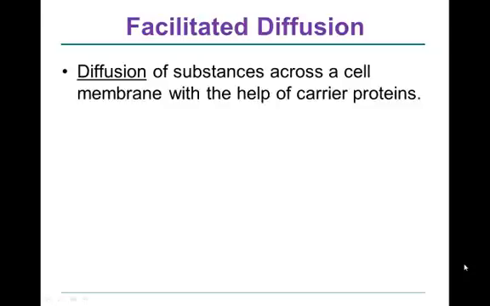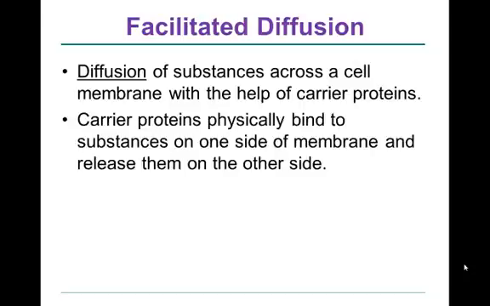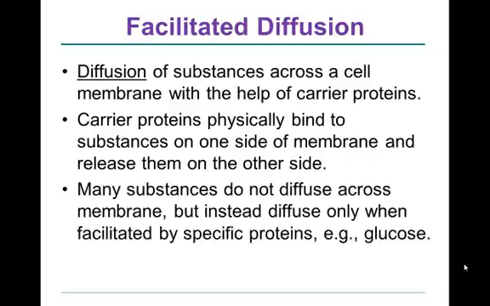Facilitated diffusion is the third type of passive process that we're discussing. The previous two were diffusion and osmosis. Facilitated diffusion may be defined as diffusion of substances across the cell membrane with the help of carrier proteins. In this process, carrier proteins physically bind to substances on one side of the membrane and release them on the other side. And in this process, we're moving down the concentration gradient from an area of higher concentration to lower concentration.